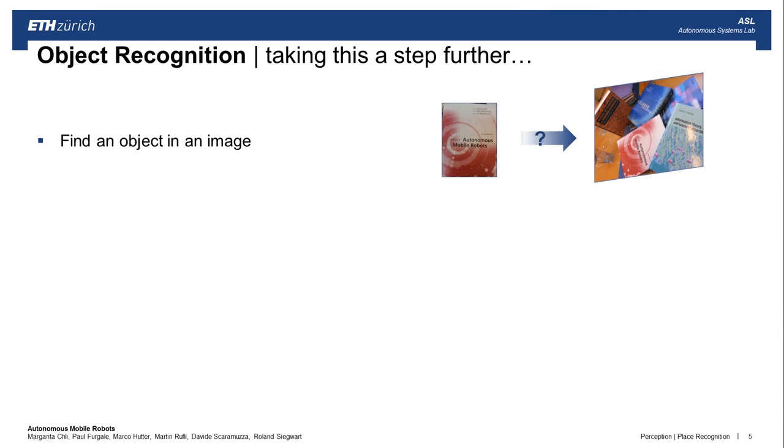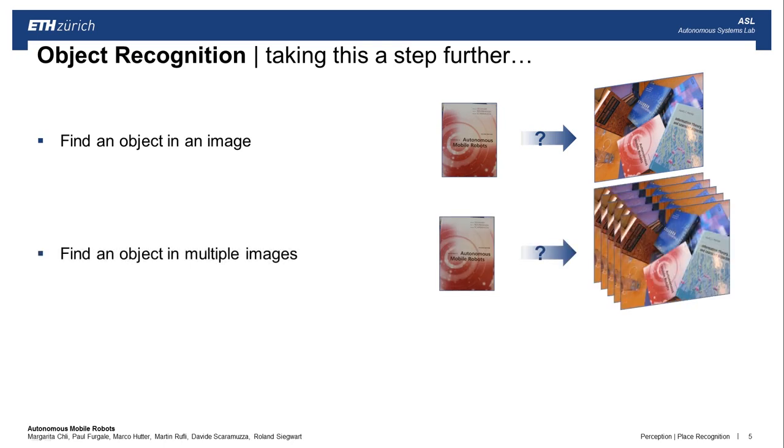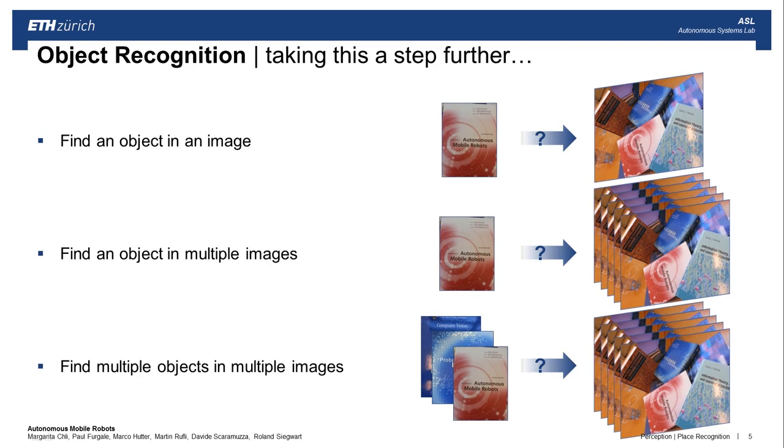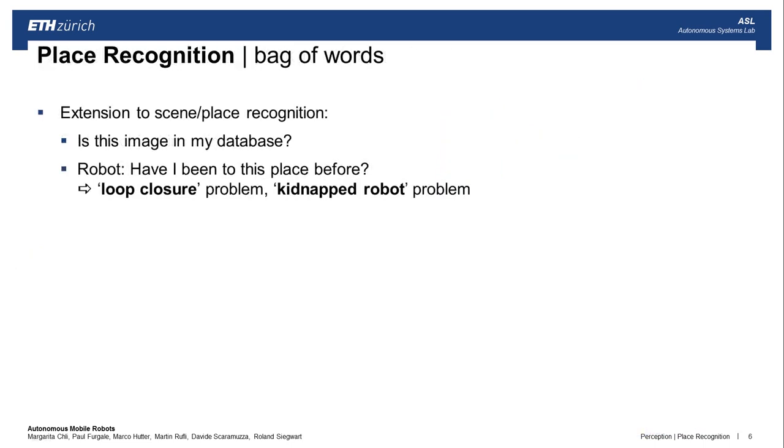So, using this principle, we can definitely find an object in an image, but can we find one object in multiple images? And then how about finding multiple objects in multiple images? Extending this to scene and place recognition, the questions we are looking at are, is this image in my database? Or from the robot's perspective, have I been to this place before? Which is essentially what we term as the loop closure problem or the kidnapped robot problem.